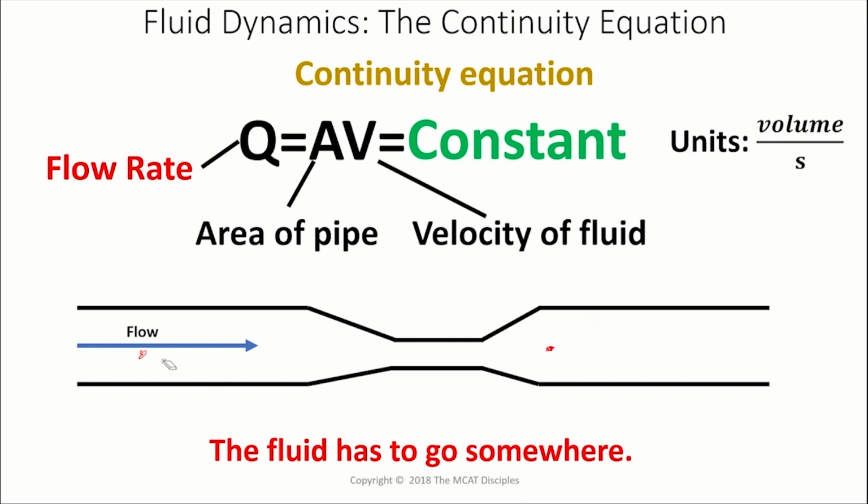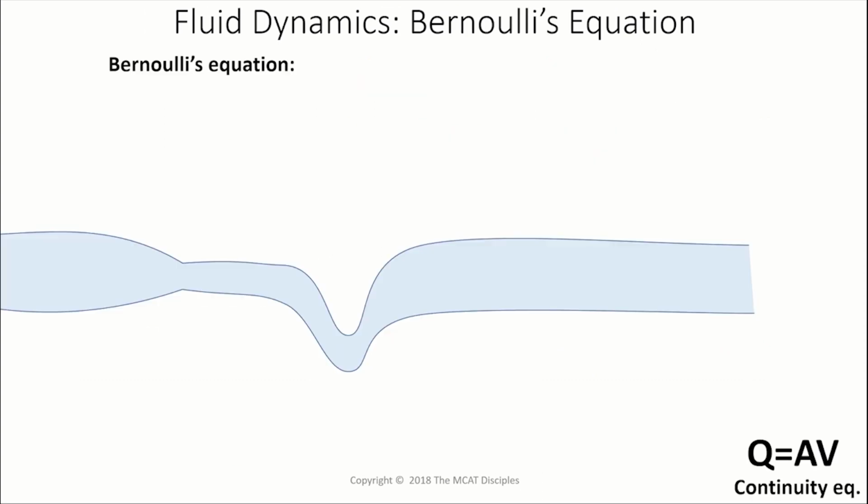And just while we have this notion of velocity, the fastest the fluid is ever going to flow is right at the center, because at the sides you have resistive forces, like friction, that can slow down the fluid flow. The fastest the fluid is ever going to flow is right in the middle. That's just something you should know. That's the continuity equation: Q is equal to A times V.